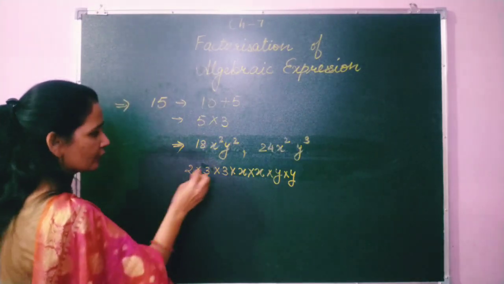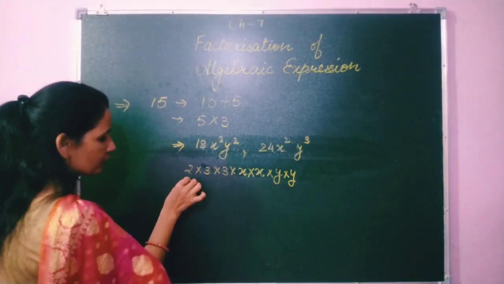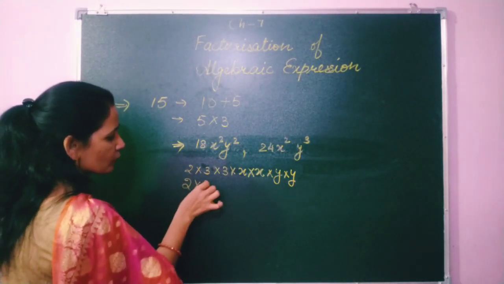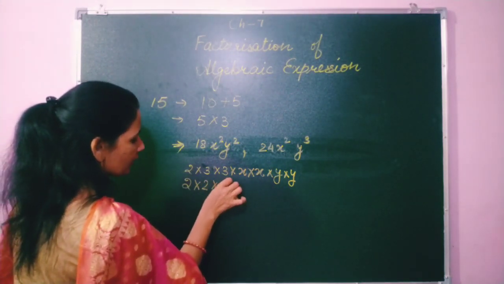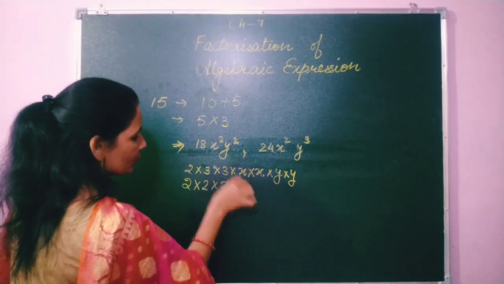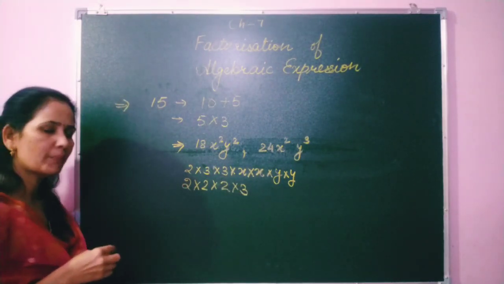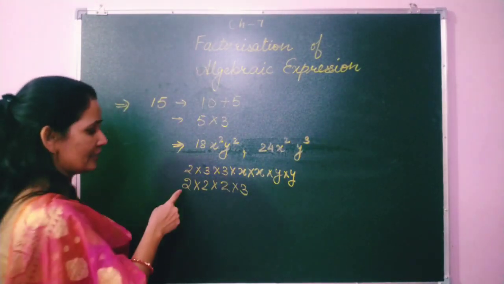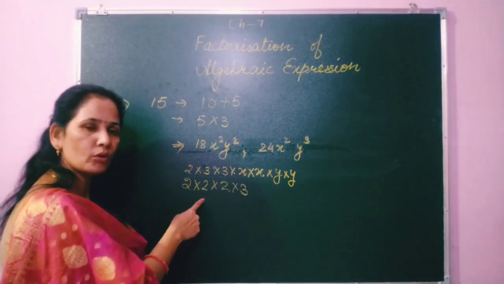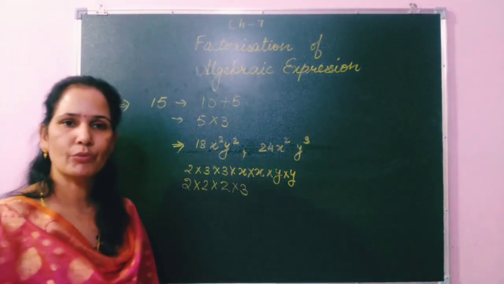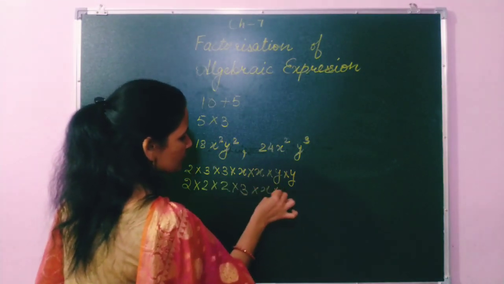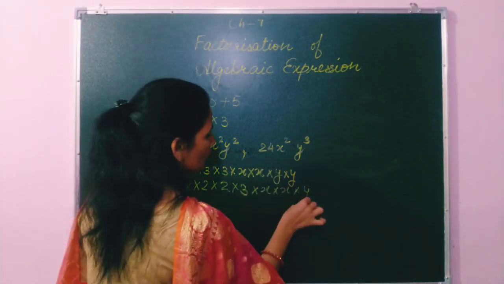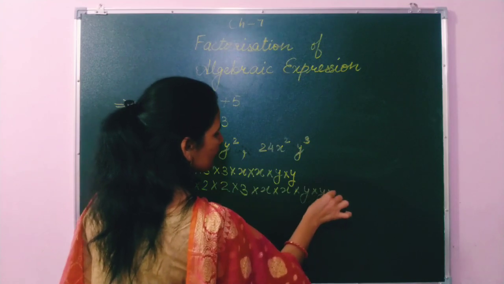Then I am going to write the factors of 24. We can write 2 twos are 4, 4 twos are 8, 8 threes are 24. Now I have written all the prime factors of the given number. Let's cross check it. 2 twos are 4, 4 twos are 8, and 8 threes are 24. And then they have given x square. x square means x multiplied by x, and y cube means y multiplied with y with y.